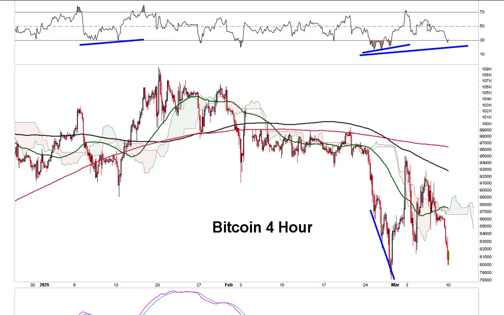Now we've come back up and gotten rejection at the 200 again. That's near the 20 period moving average where we keep getting rejection in the daily time frame. And we turn back down, and now we're at that support zone. So we're at the support zone, and now it's a moment of truth.